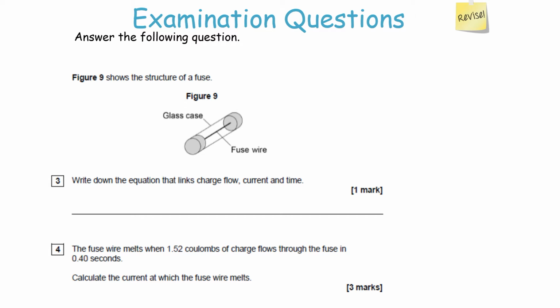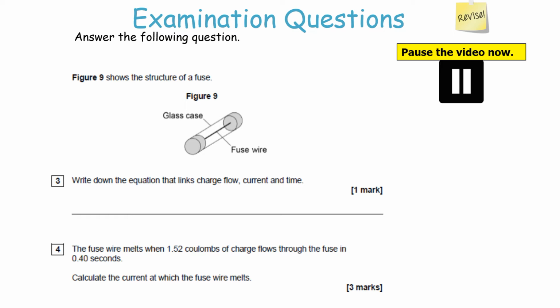Right, let's look at the next question. Figure 9 shows the structure of a fuse. Write down the equation that links charge flow, current and time. Then the fuse wire melts when 1.52 coulombs of charge flows through the fuse in 0.40 seconds. Calculate the current at which the fuse wire melts. So pause the video now, then unpause the video when you want to go through the answers.